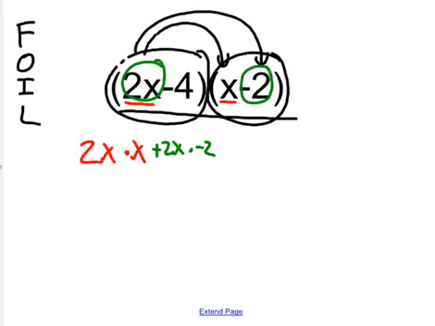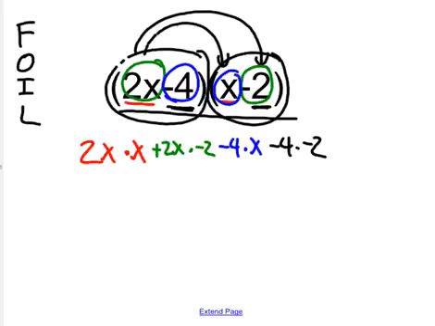And then I'm going to do the inside, which I'm going to circle in blue. So that's this times this. So that would be negative 4 times x. And then lastly, I'm going to underline in black. I would be multiplying the lasts. So that's this negative 4 and this negative 2. So that's negative 4 times negative 2. Okay, I'll collapse this together.